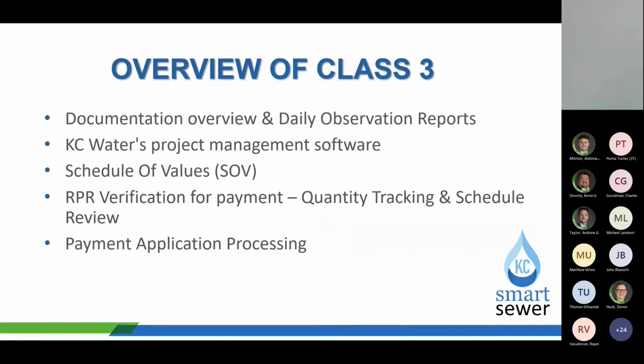With that, a quick overview of Class 3 that we covered last week. We went over documentation overview of daily reports, KC Water's project management software, which is now eBuilder, schedule of values, highlighting some important aspects within the approval process for the schedule of values and what RPRs need to look for, and RPR's verification of payment, as well as tracking and schedule review, and the payment application process. I will send out the Class 3 and 4 PDF, basically the slide materials, this afternoon to you also, so be on the lookout for that as well.